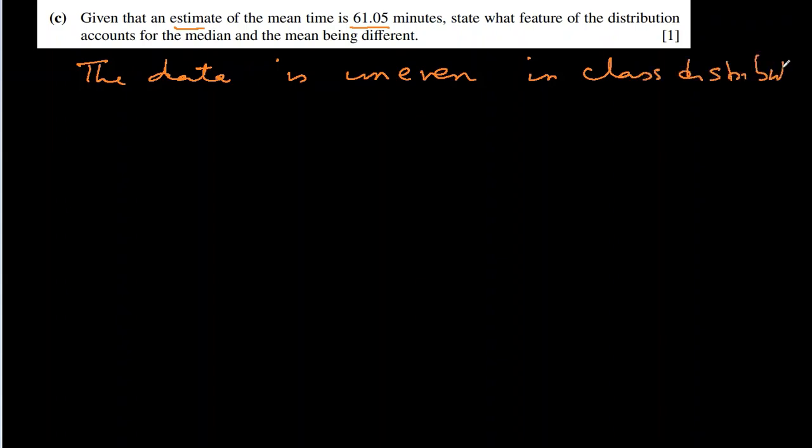So we can write the reason for the median and mean being different is that the data is uneven in class distribution and frequency. That's the reason median and mean are different.